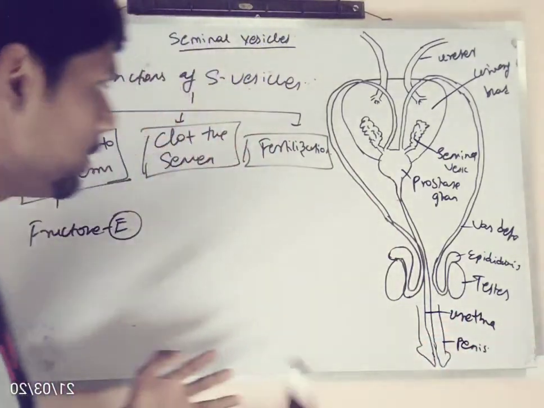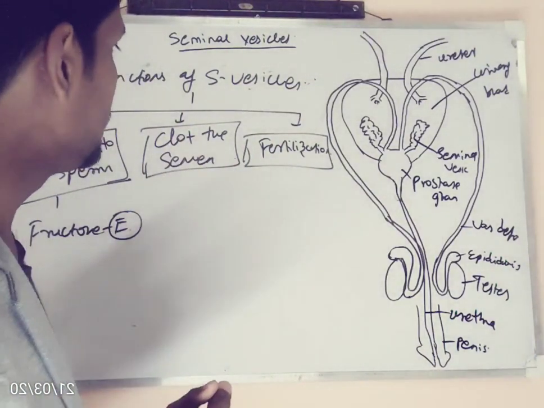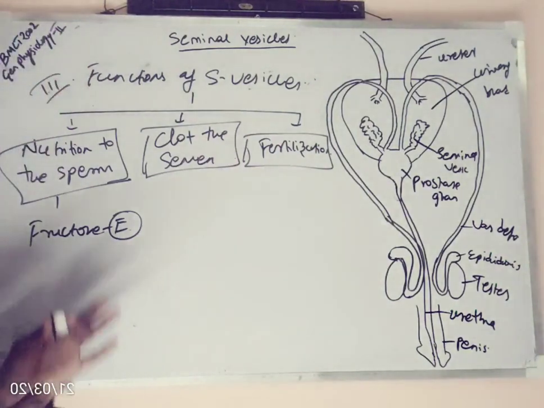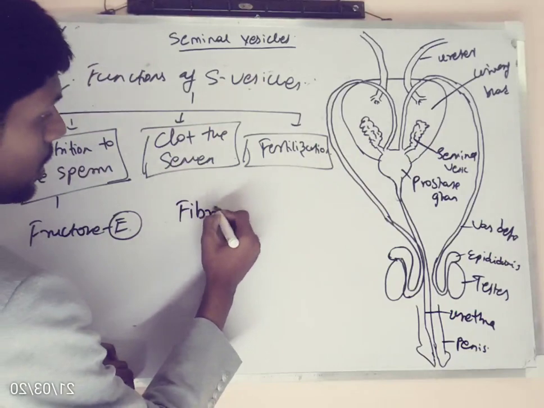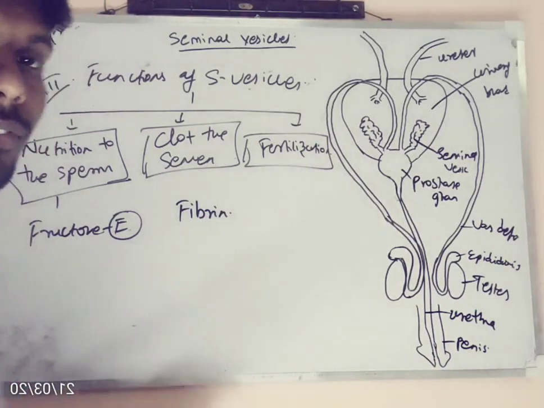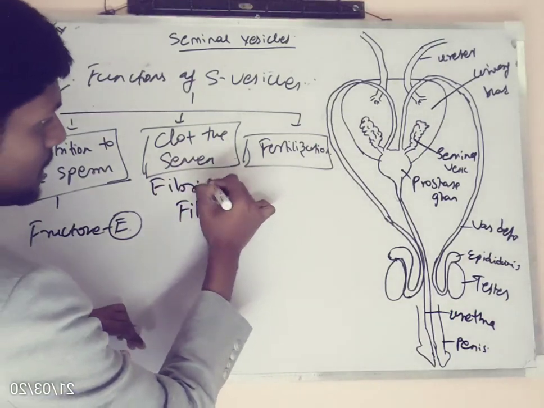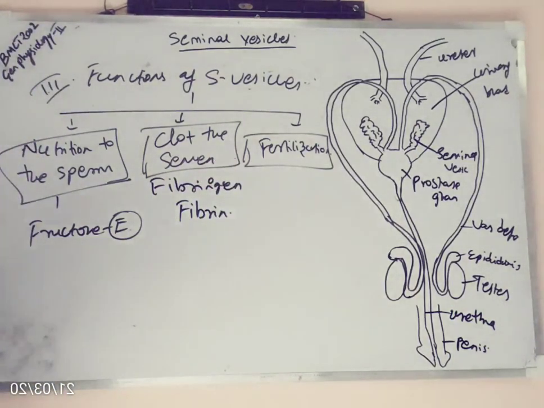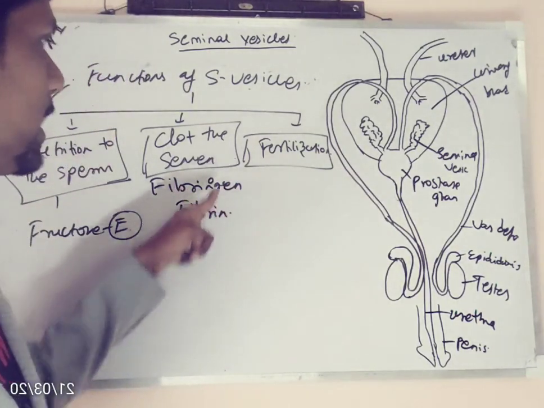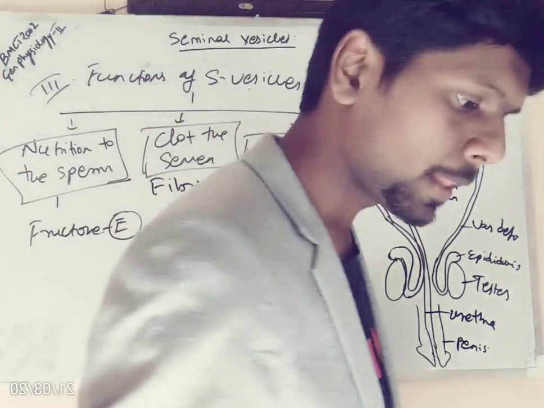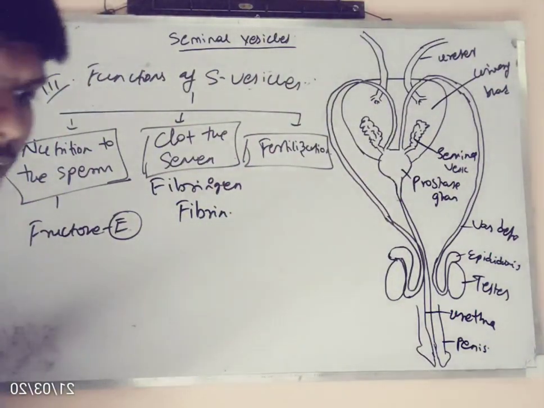So that is why immediately after ejaculation, semen will clot, and this clot is formed due to the formation of fibrin. Fibrin is formed from fibrinogen. Fibrinogen is present in the seminal fluid, so the seminal fluid contains fibrinogen, which is very essential for the clot of the semen. Okay. So last and final is fertilization.